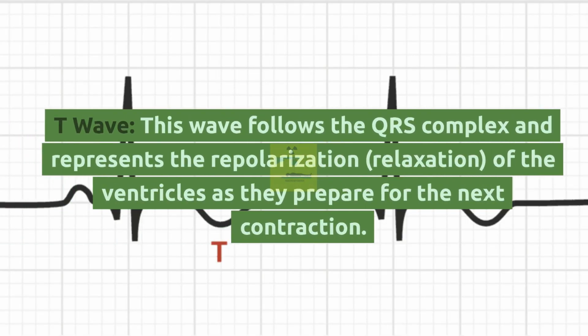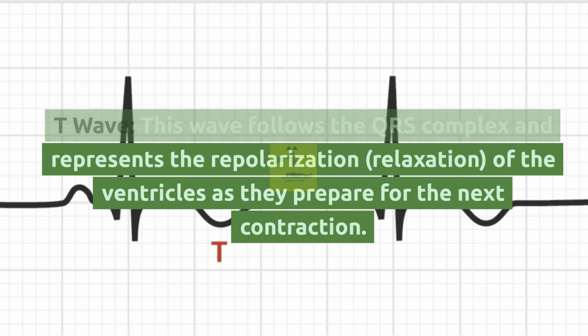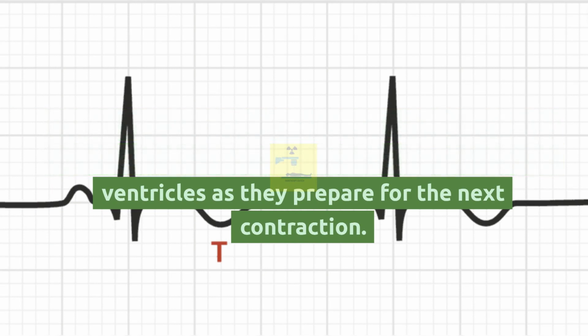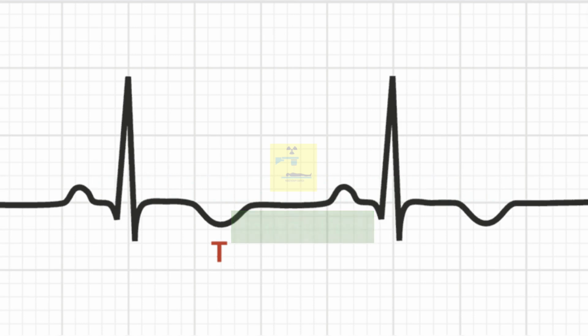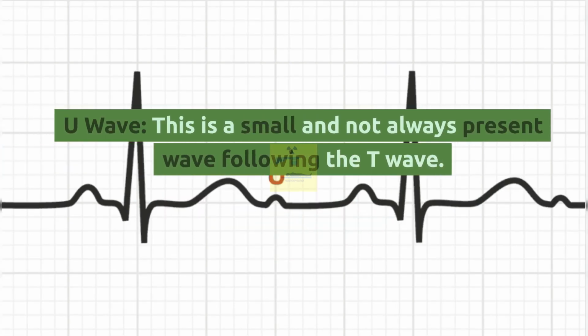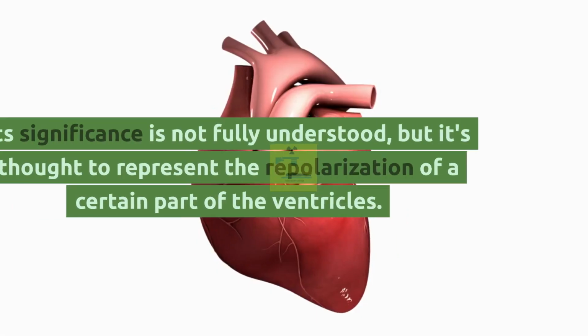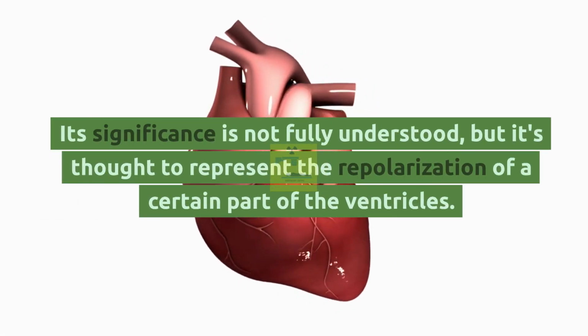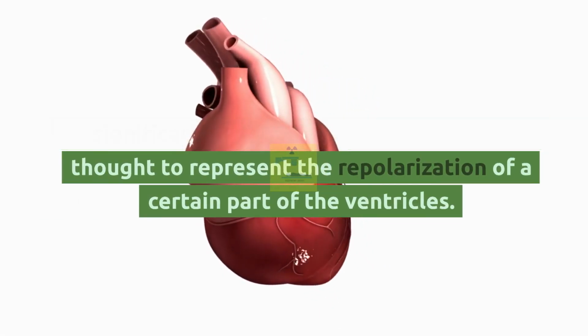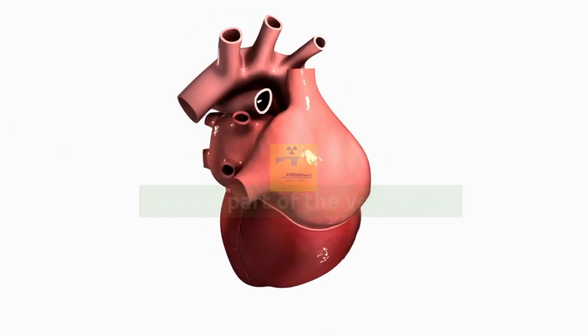T wave. This wave follows the QRS complex and represents the repolarization, relaxation, of the ventricles as they prepare for the next contraction. U wave. This is a small and not always present wave following the T wave. Its significance is not fully understood, but it's thought to represent the repolarization of a certain part of the ventricles.